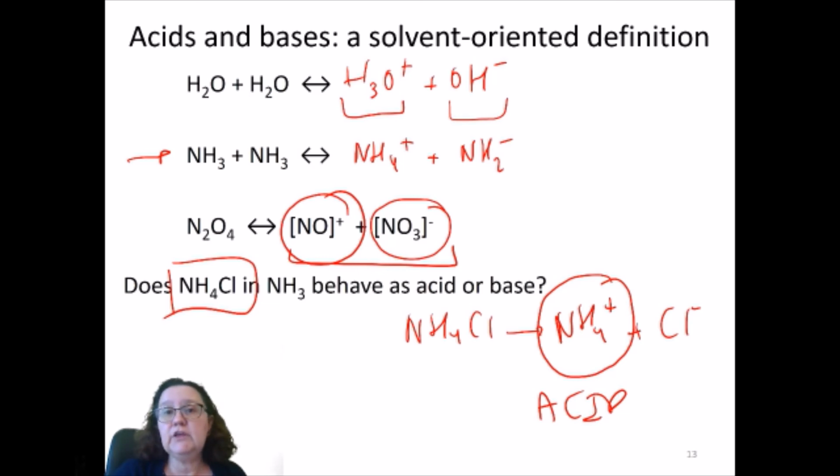So again, you don't need to look at hydrogen ions or hydroxyl ions. You look at the positive ion and the negative ion of that self-ionization reaction. And then you decide whether that particular compound dissolving in that solvent that self-ionizes is an acid or a base.